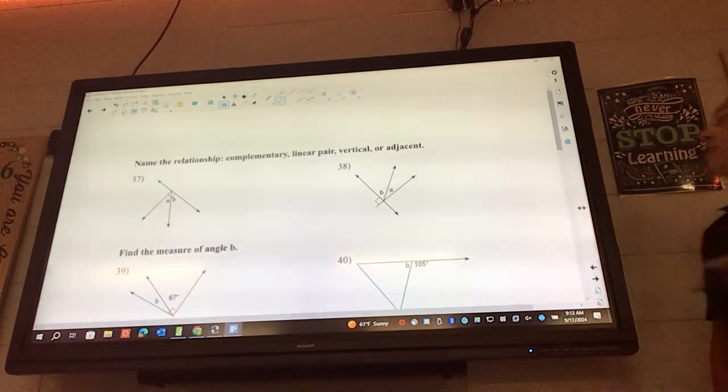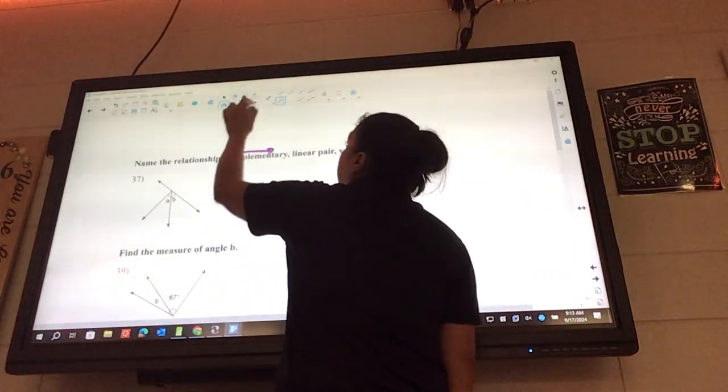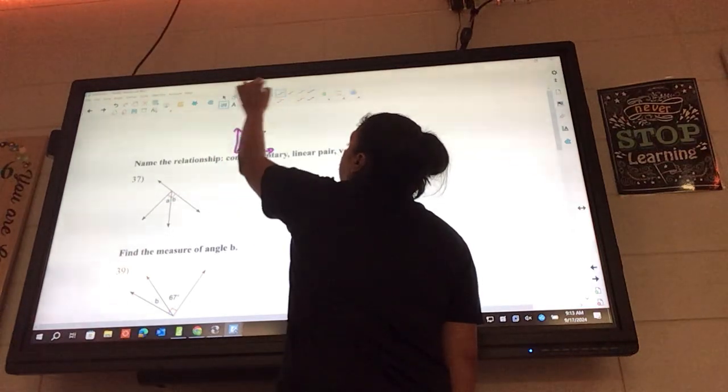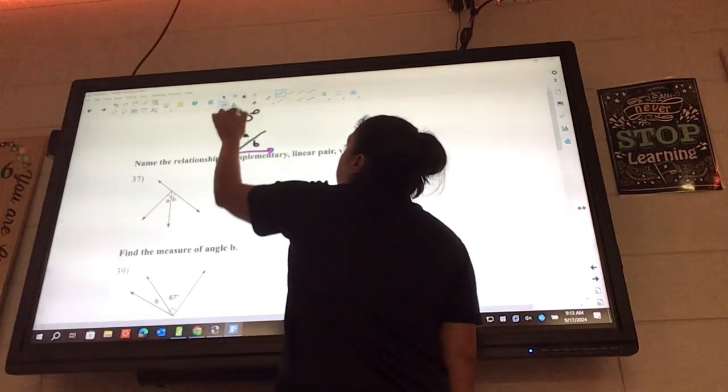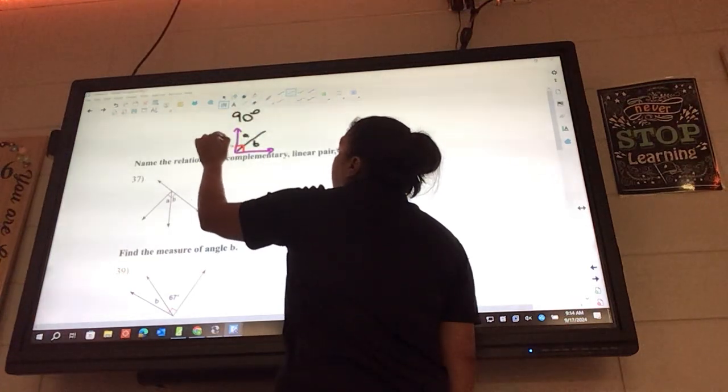It looks like a right angle, okay? So complementary looks like this, okay? And it can be split, it's gonna have A and B, okay? It adds up to 90 degrees. Okay, and a lot of times you're gonna see it's gonna have a right angle here or a right angle here.